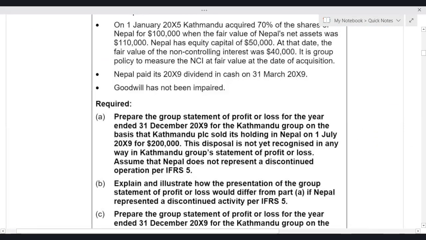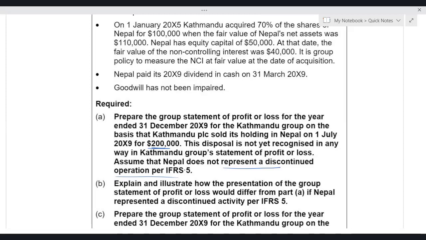Look at this quickly. Prepare the group statement of profit and loss for the year ended 31st December X9 for the Kathmandu group on the basis that Kathmandu PLC sold its holding in Nepal on July X9 for 200,000. This disposal is not yet recognized in any way in Kathmandu Group's statement of P&L. Assume that Nepal does not represent a discontinued operation. If it does not represent a discontinued operation, it means you need to do the line by line consolidation.